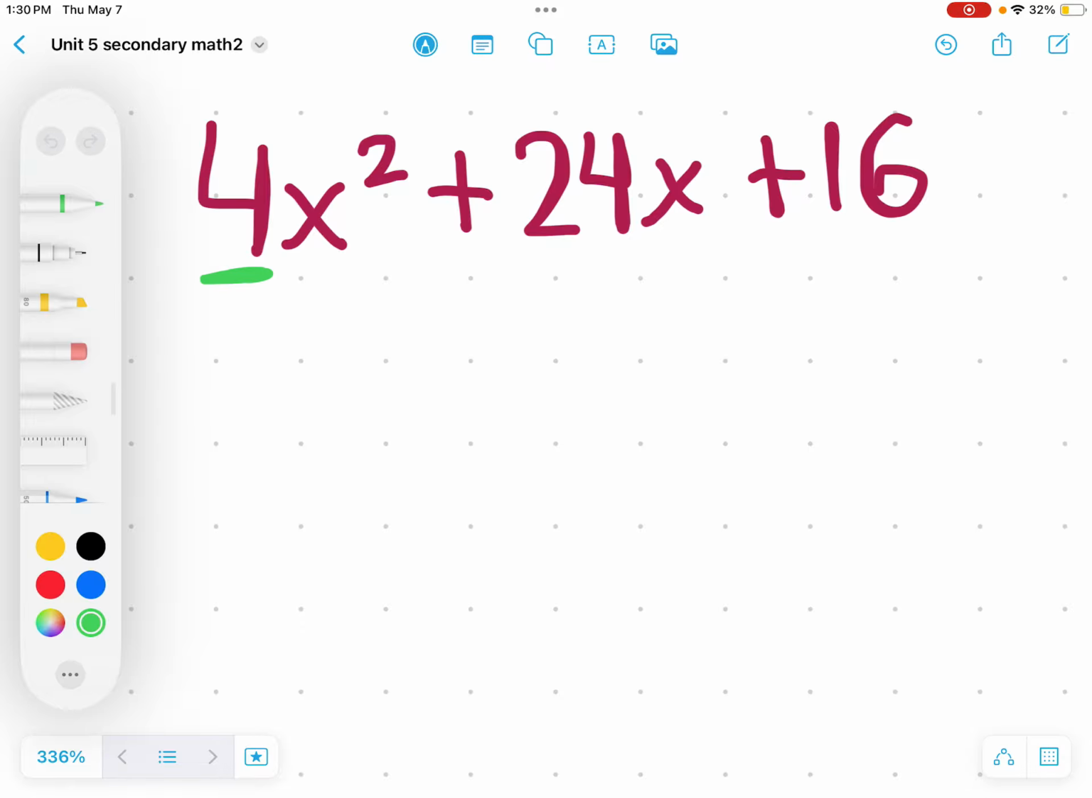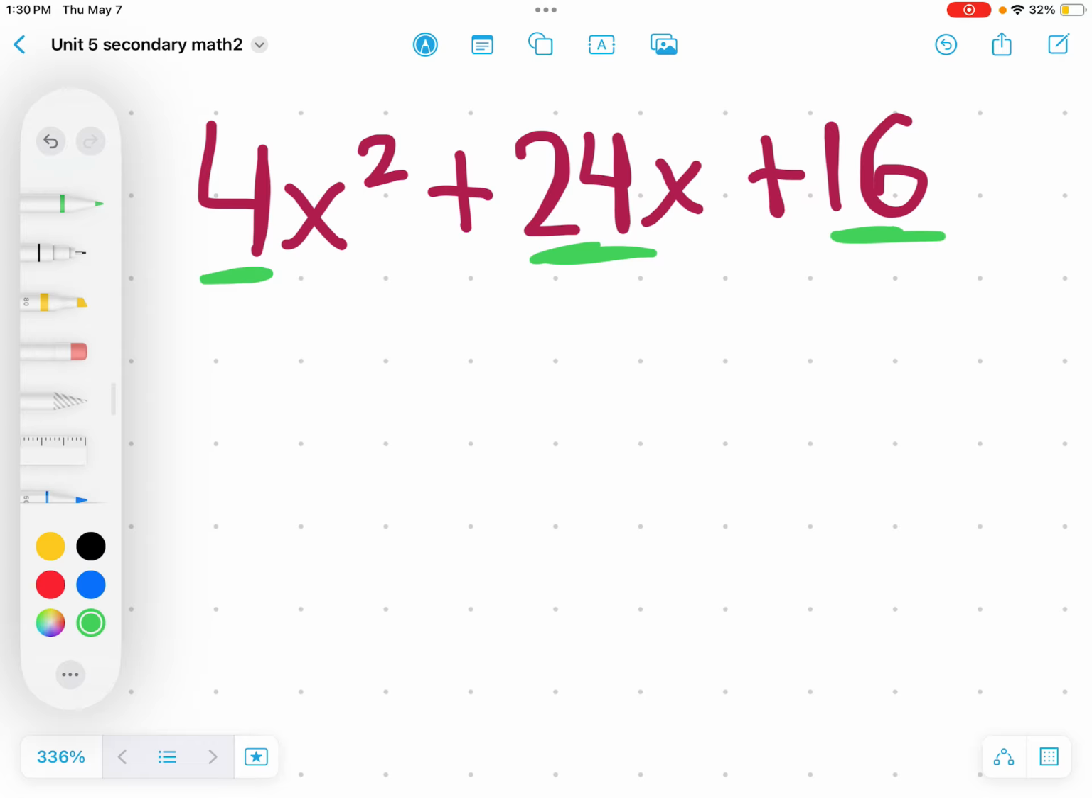So we have 4, 24, and 16. What's my GCF here? 4. My GCF is 4, but what if I didn't know that? And all I knew is that 2 goes into all of them. I'm going to pull out a 2.